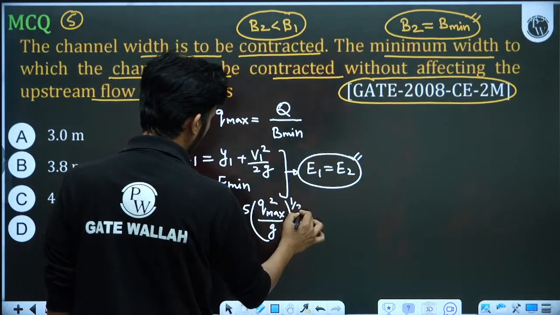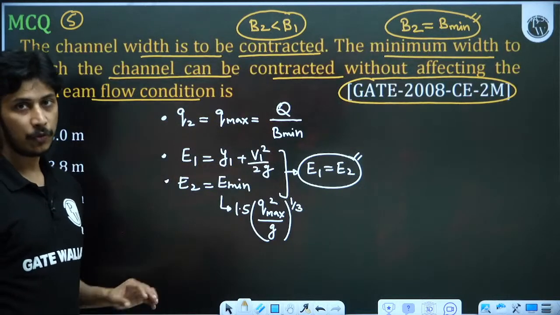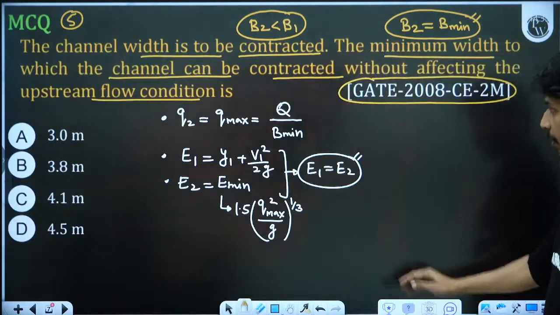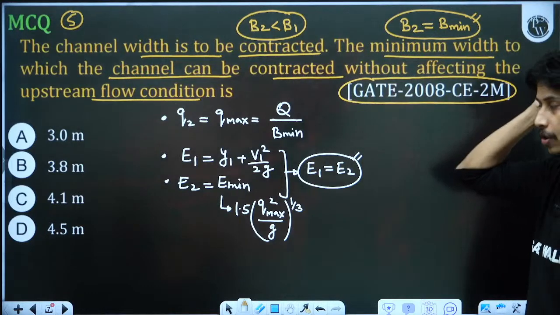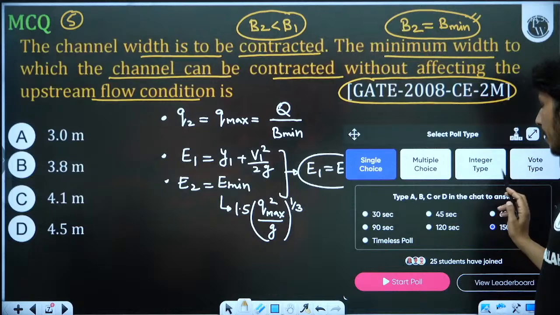So calculate first Q max from this equation, and put Q max is equal to Q by B minimum. Then you will get the B minimum value. E1 will be unchanged because it says without affecting upstream flow condition, so E1 will be the same that we calculated previously. To solve this quickly, I am giving you the time.